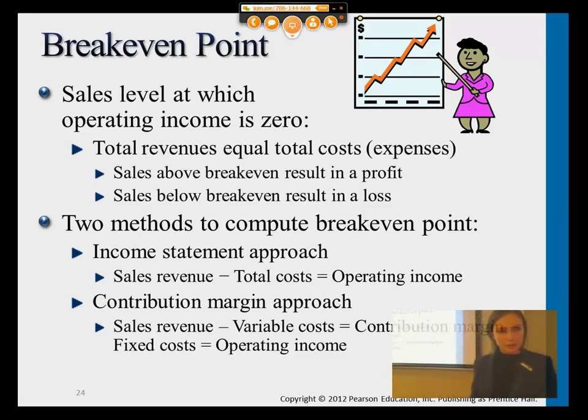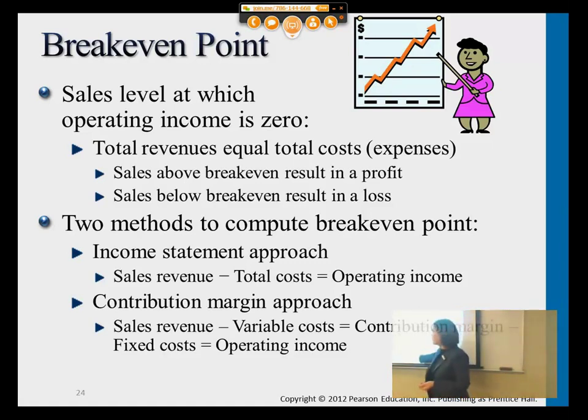Okay, so we have a couple of methods. The contribution margin approach is going to have another one, kind of a derivation of this, but just think that there are two main ones: an income statement approach and a contribution margin approach. My income statement approach is just as if you were looking at an income statement. It has sales revenue, total cost, operating income. Very simple calculations, okay? My operating income is equal to the difference between the sales revenue and the total cost.